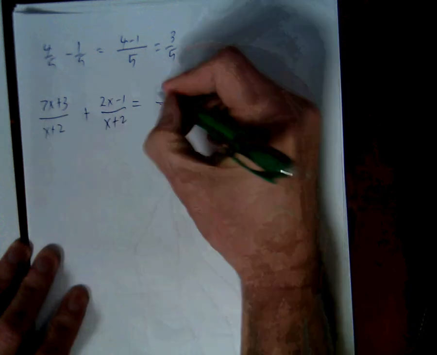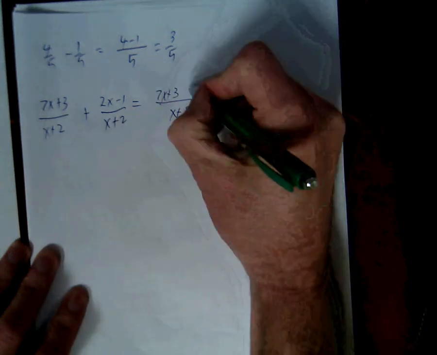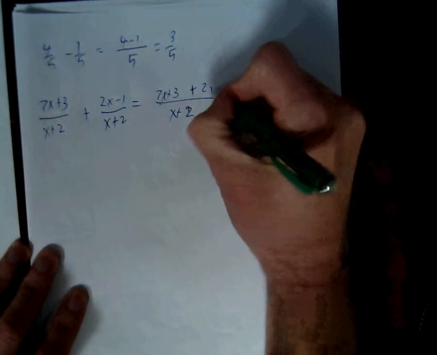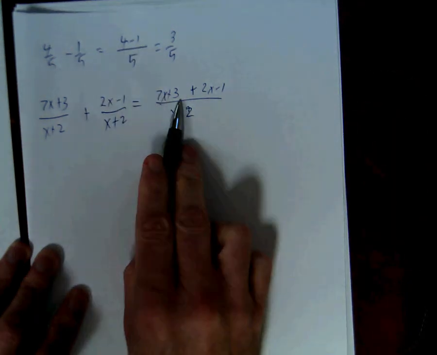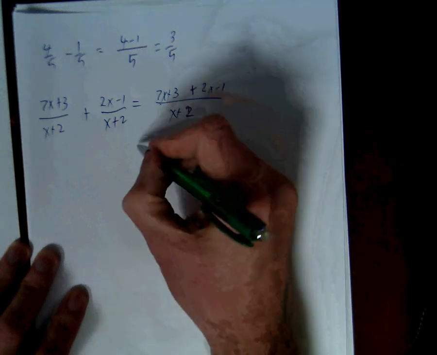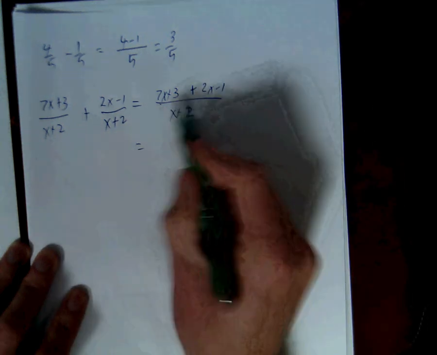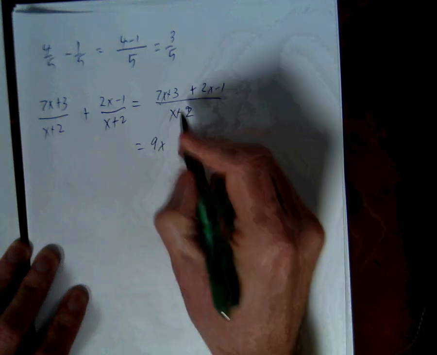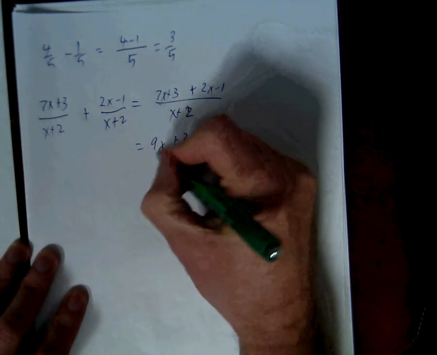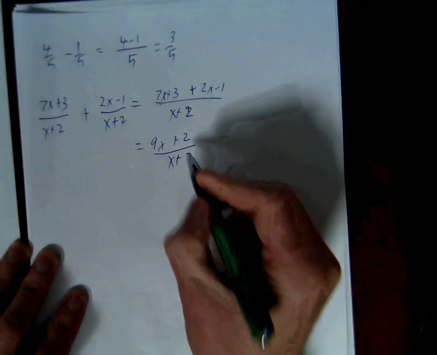Here I'm going to have a 7x plus 3 plus a 2x minus 1. Just like I had the 4 minus 1 up here. There's my 7x plus 3. There's my 2x minus 1. And now what I'm left to do is simplify this. So let's see, 7x and 2x combine like terms. That gives me 9x. 3 minus 1 gives me a 2 over x plus 2. And now we're done.